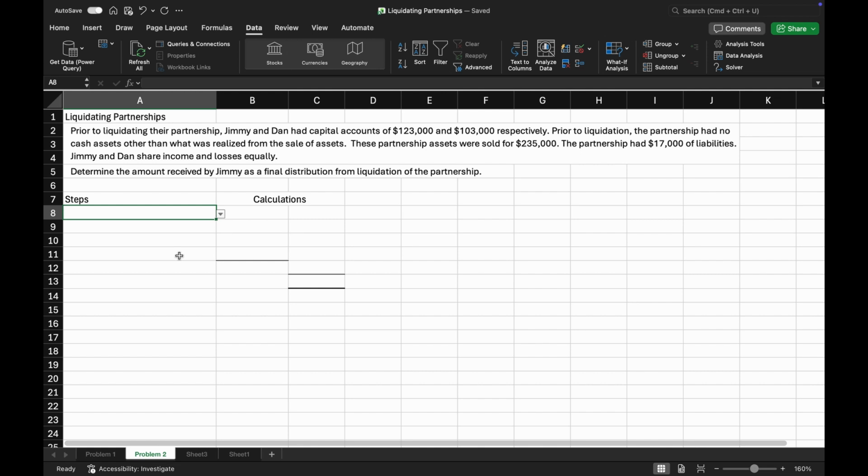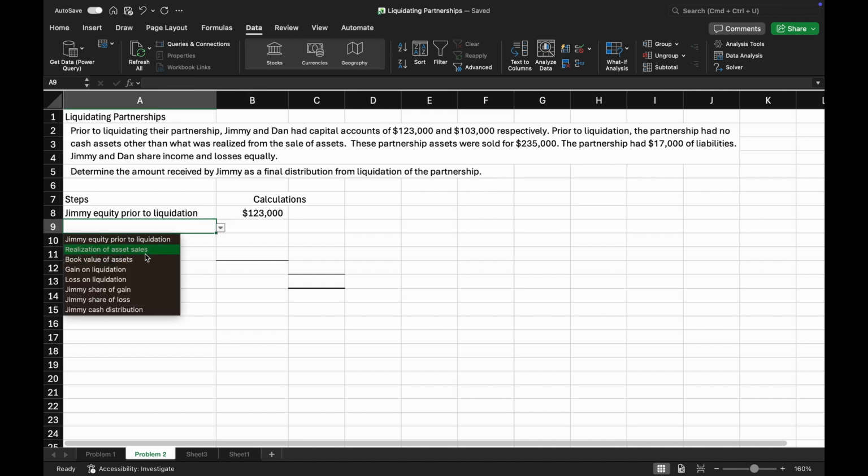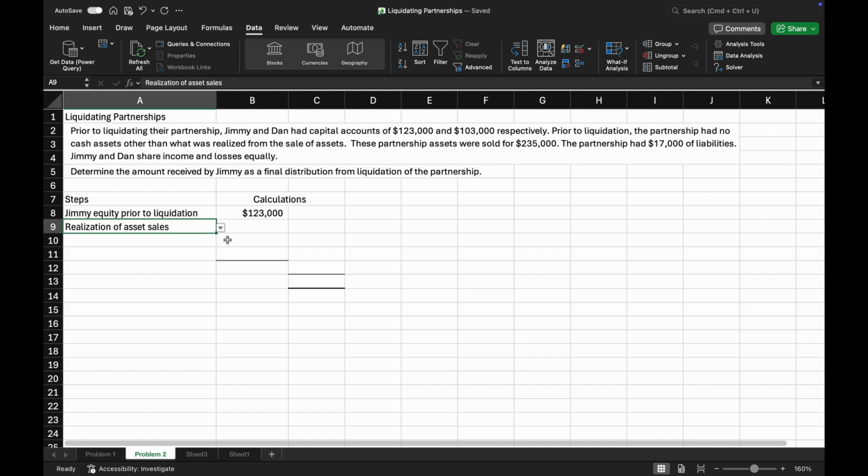Firstly, I start with Jimmy's capital account prior to liquidation, which in this case is $123,000. Then I need to adjust his equity for the gain or loss on sale of assets, so the second section will be the realization of asset sales, which in this problem, the assets were sold for $235,000.